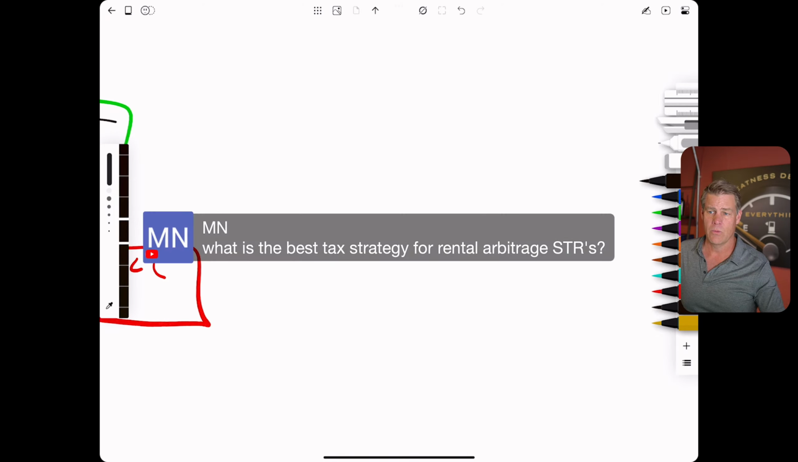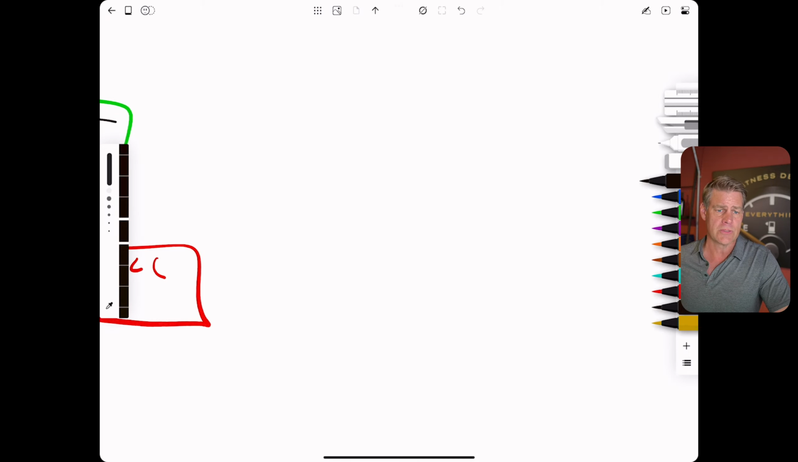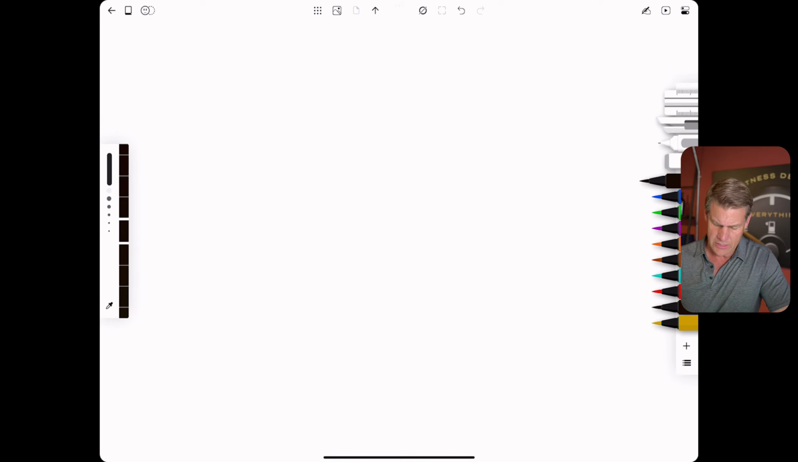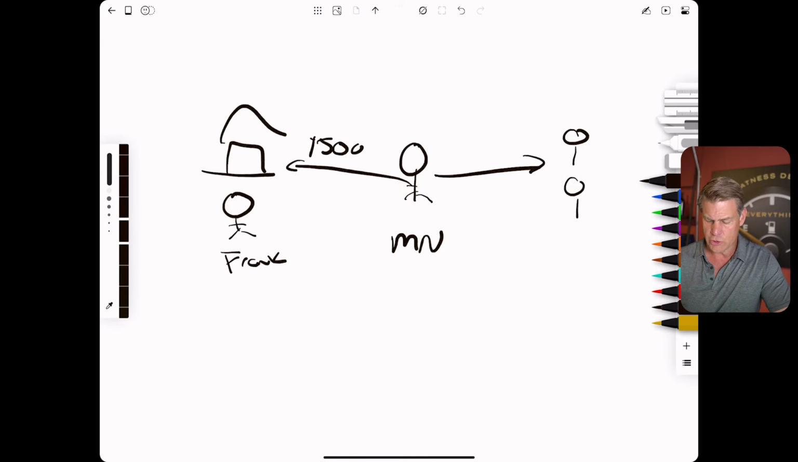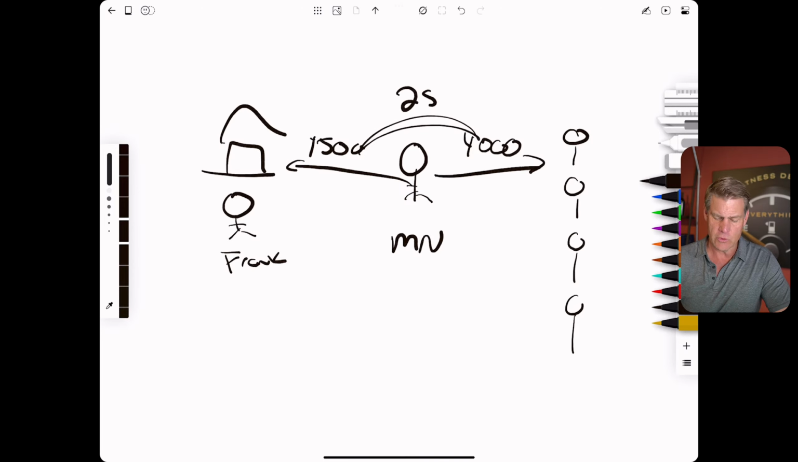All right. What is the best tax strategy for rental arbitrage on short-term rentals? So what's being asked here, if you're not familiar with rental arbitrage, it's basically somebody else owns the property. It's like a sandwich lease option, but without the option component. So this is owned over here by Frank. He owns the property. And then MN, who asked the question, comes here in the middle, enters into a lease agreement with Frank. So I'm going to lease this property for, let's say, $1,500 a month. Then I'm going to short-term rental it out and hopefully bring in $4,000 a month from my short-term rental. So that's the arbitrage there. You're going to take the difference between these two of $2,500.